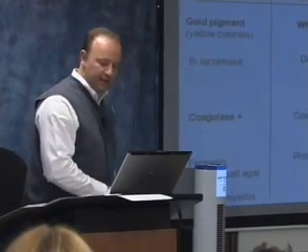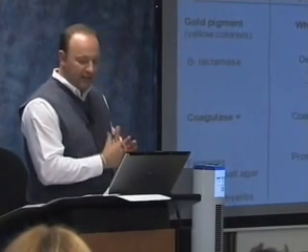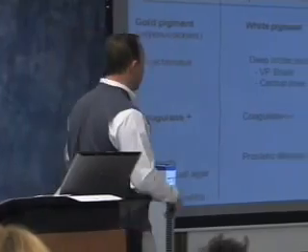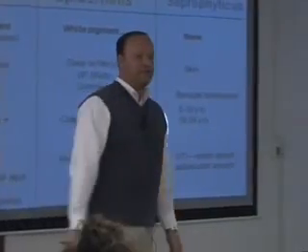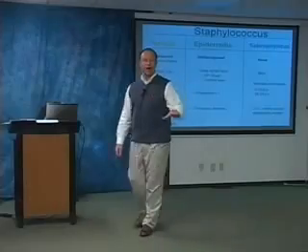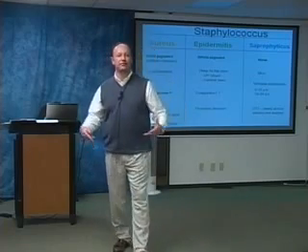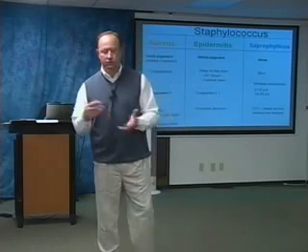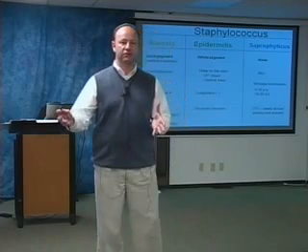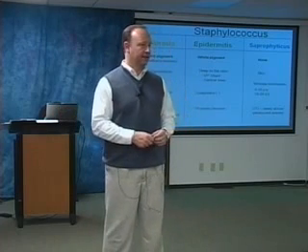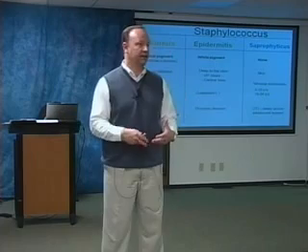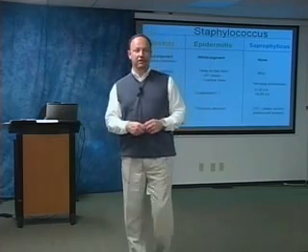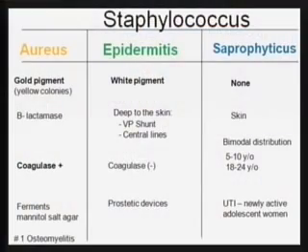Saprophyticus, none. As far as pigment, it's on the skin, and has a bimodal distribution from 5 to 10 and 18 to 24. 5 to 10, why? Little girls experiment. There's no sexual content associated with it. They're just exploring their bodies, and sometimes they'll stick things in their bodies and get these infections. But it's a bimodal distribution because what happens at 18 to 24? They stick other things inside of them, and that's the facts.